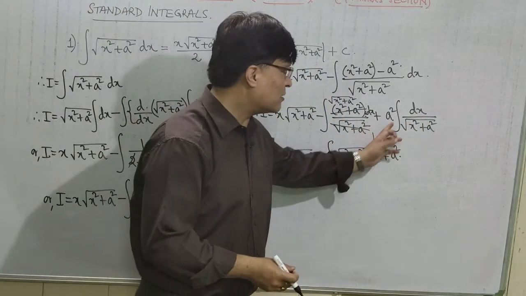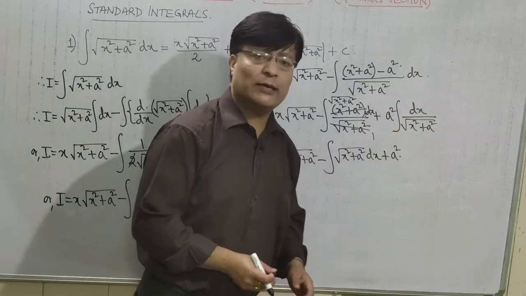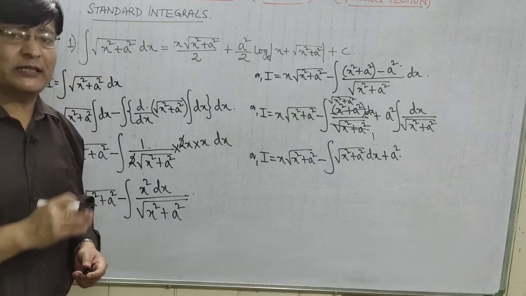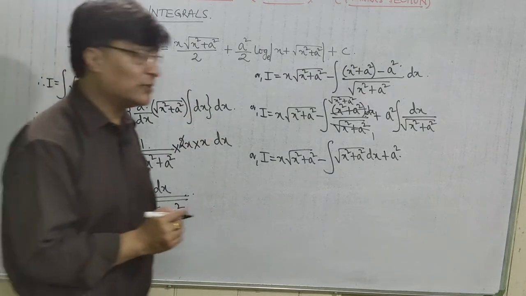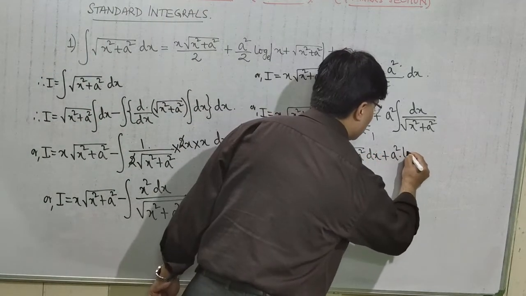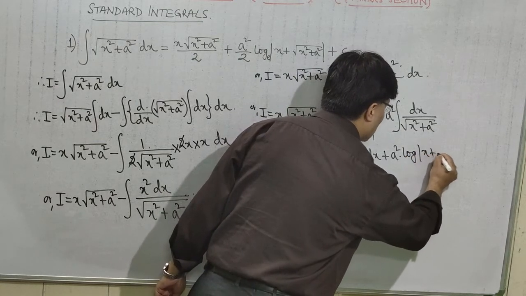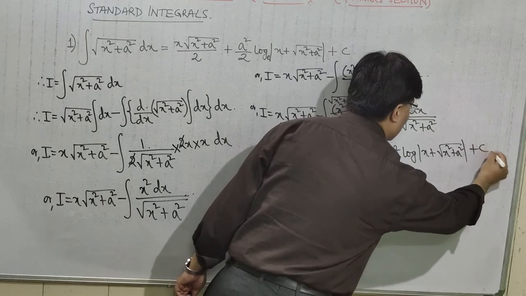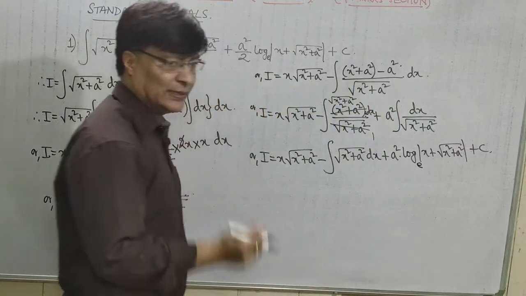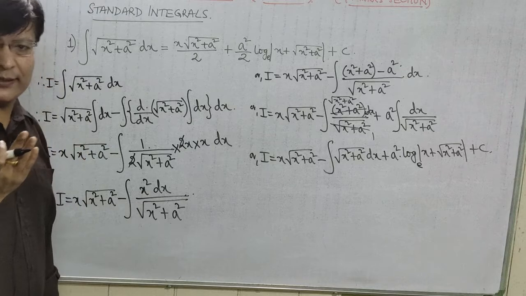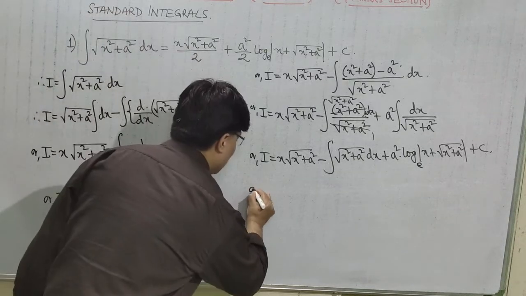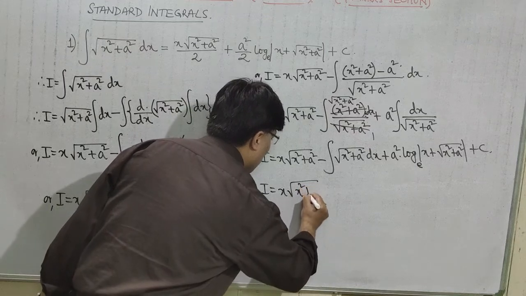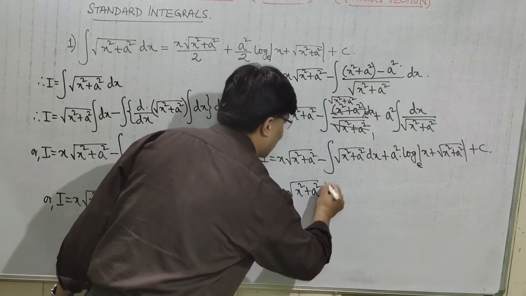That is the integral of dx divided by root over x square plus a square. That is your standard integral from the method of substitution, and you should know this standard integral. What is the formula? It is log of mod x plus root over x square plus a square, plus c. The base is e. So I think I've understood it. Okay? Or I is equal to x root over x square plus a square minus.